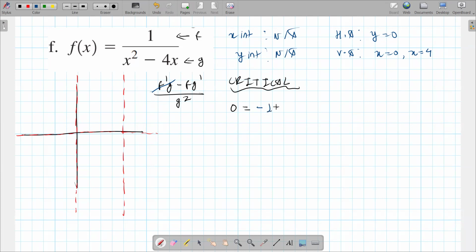f times g prime. What's the derivative of g? 2x minus 4. So 2x minus 4, all over g squared, which is x squared minus 4x, squared. When you open this bracket, you'll get negative 2x plus 4. How do we solve this for x?